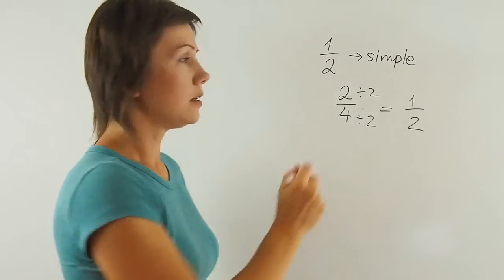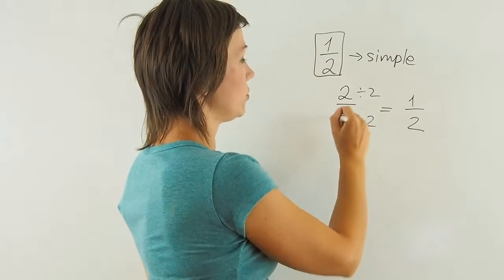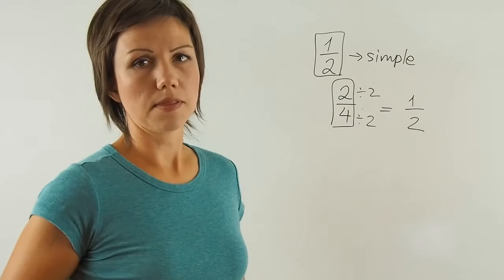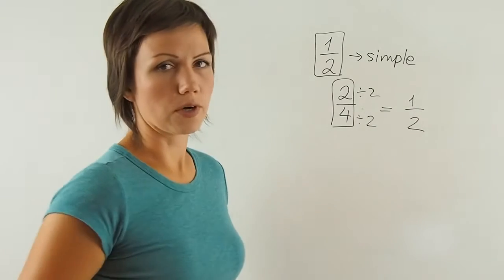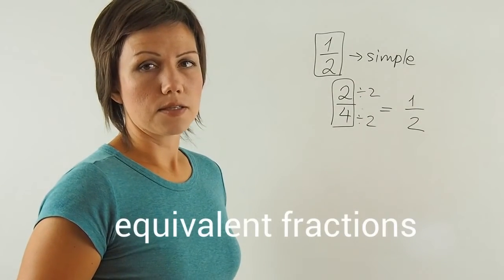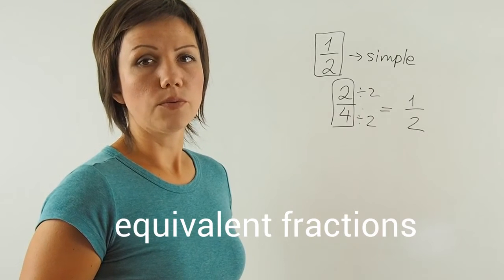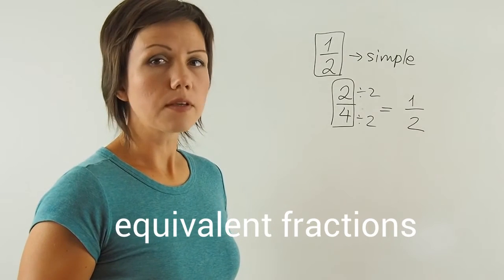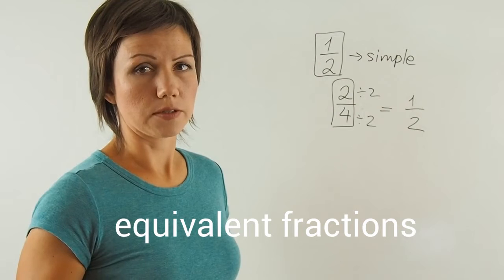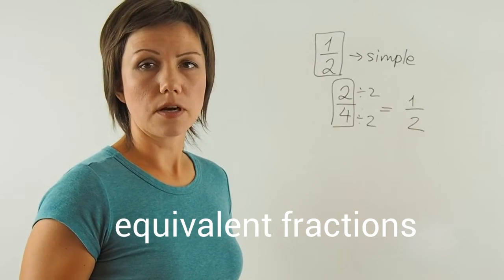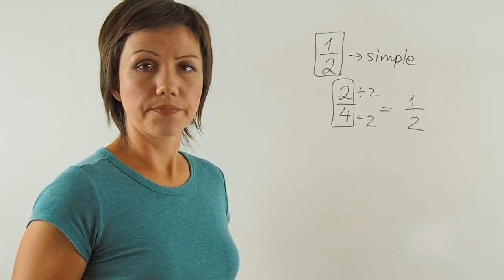So essentially, 1/2 and 2/4 are the same thing because I can reduce 2/4 to 1/2. These two fractions are called equivalent fractions. One fraction can be reduced into the other. Those fractions are equivalent fractions.